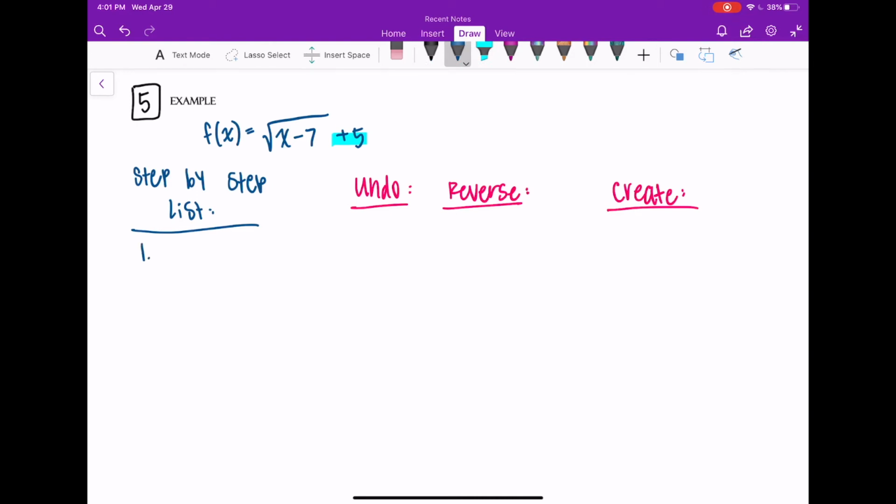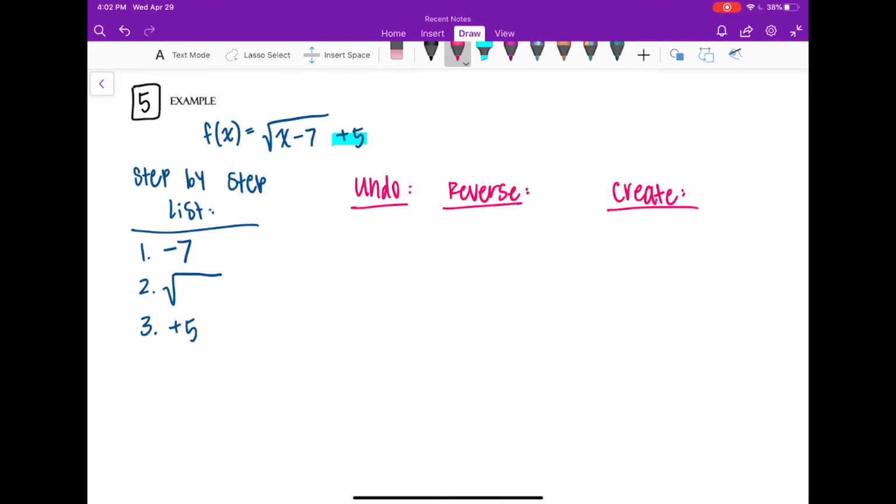So step number 1, we want to ask ourselves, what is happening to x first? If I plugged in a number for x, what is the first operation that I would complete? It is -7. Then we want to ask ourselves, what is step 2? What would act on x second? It is a square root. Lastly, we want to ask ourselves, what is the last thing that happens to x? And that is +5.